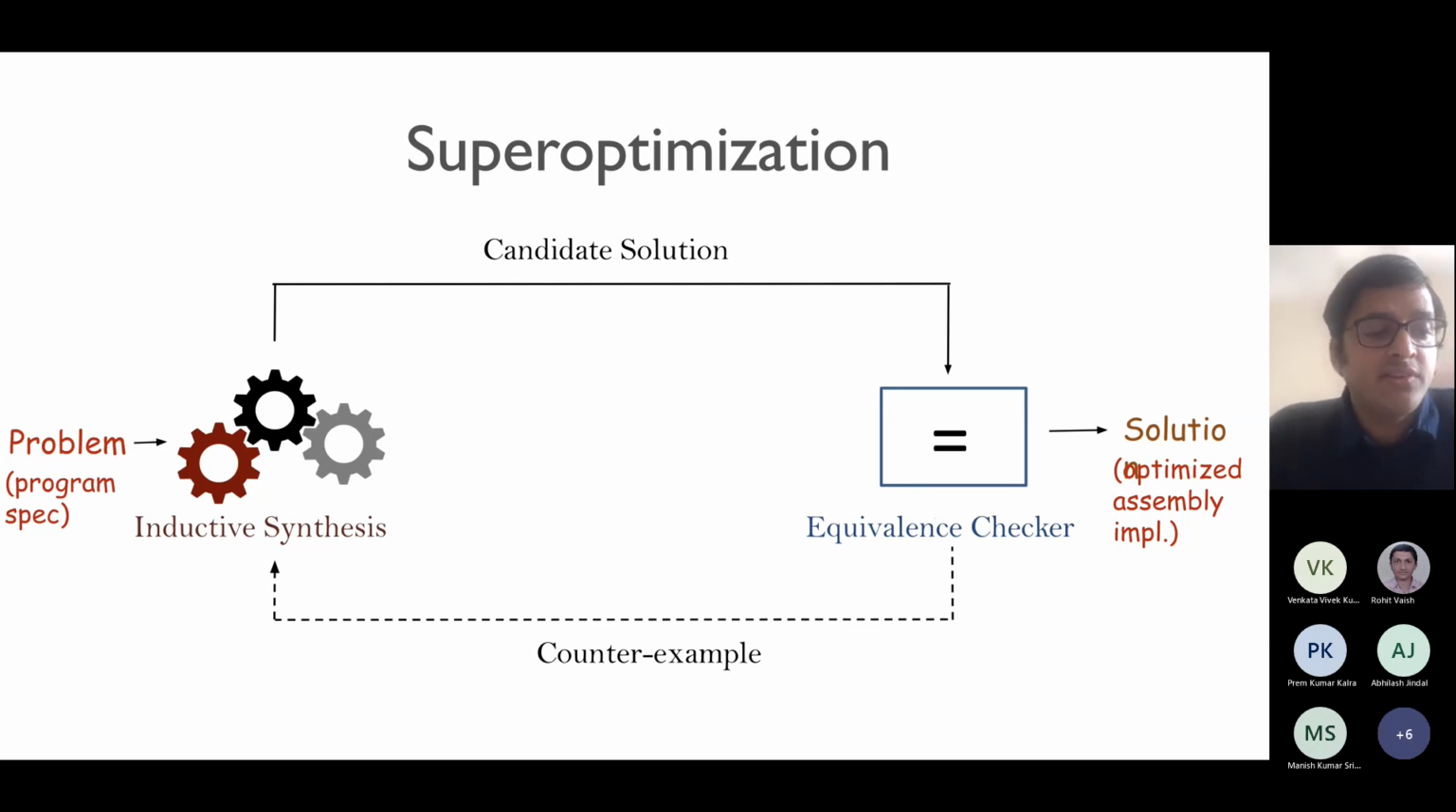On the other hand, if the equivalence checker is unable to prove that the program specification and the optimized assembly implementation are equivalent, it should typically generate a counterexample that demonstrates this inequivalence. A counterexample here is just a program input that would cause the specification, the problem, and the implementation, the candidate solution, to behave differently. This counterexample can then be used by the inductive synthesis algorithms to appropriately fine-tune their search, so better candidates are generated in future.